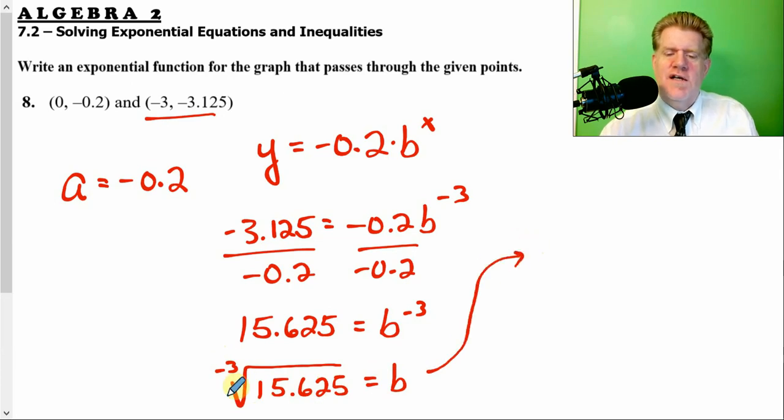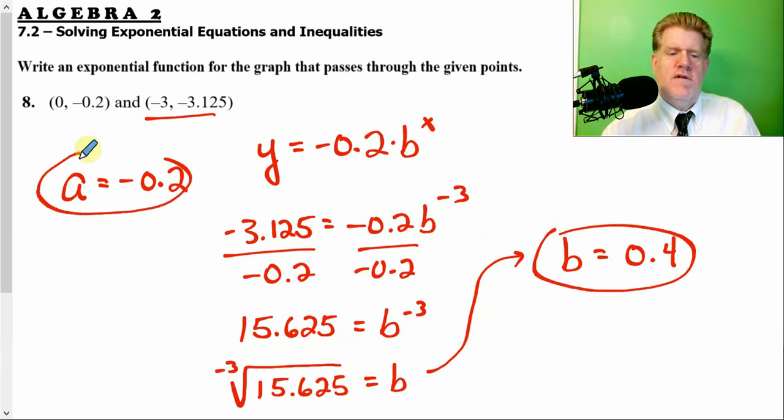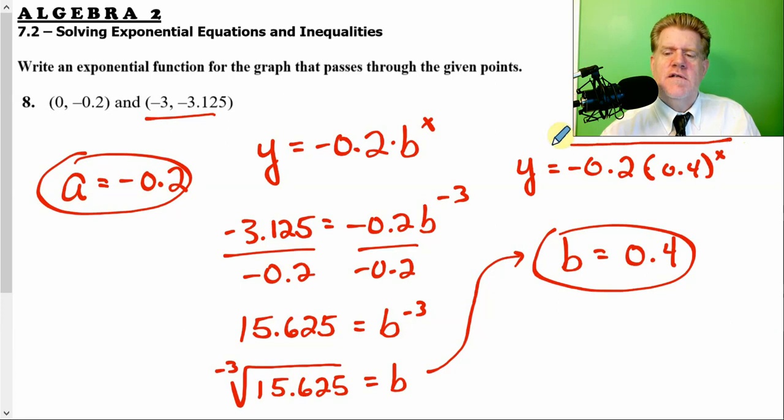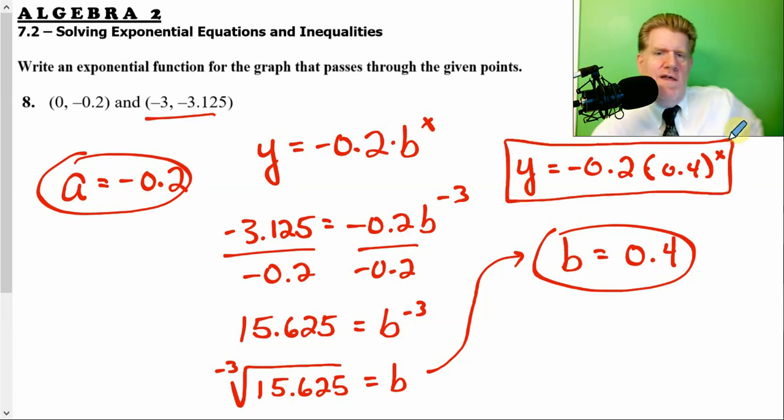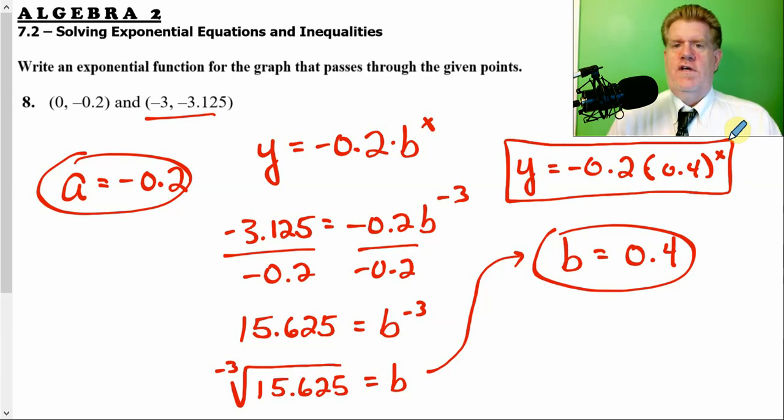So this answer, the cube root of 15.625 is actually 2.5 over 1. But then we flip it and we get 1 over 2.5. Now, if you do it in a calculator, it will tell you that the b value is 0.4. There's my a value. There's my b value. So my equation is negative 0.2 times 0.4 to the x. That is how you create exponential equations given 2 points, assuming it's exponential.